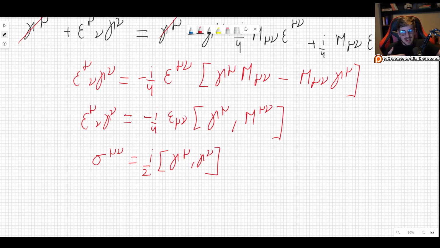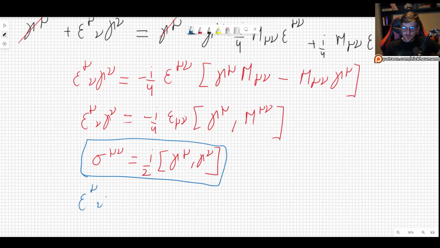Now, how do you actually think of this? That requires some incredible analysis that I'm very glad we don't have to do here. But let's just take this. Let's say we had the idea of trying this out. So let's write this epsilon mu nu gamma nu. This is equal to minus i over 4 epsilon mu nu times the commutator of gamma mu, sigma mu nu.